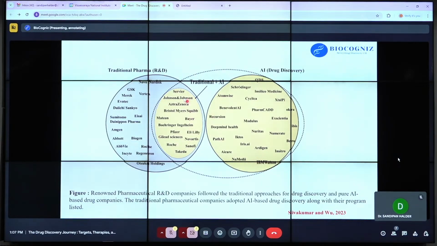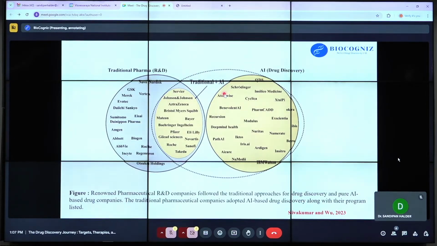These are traditional pharma companies, but if you see here, a part of the traditional pharma companies are actually coming into the AI-based role also. There are also some pure AI companies like Insilico Medicine, Atomwise, Manovalent, and so on. So now traditional companies are also coming into AI-based computation. Already they are using computational methods.